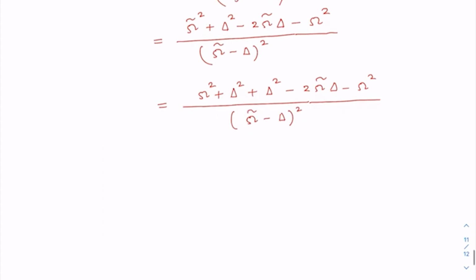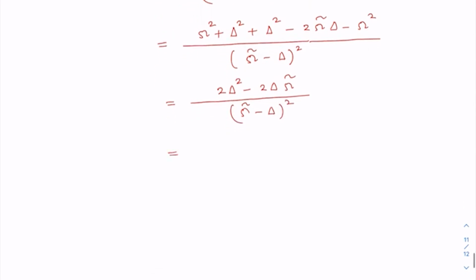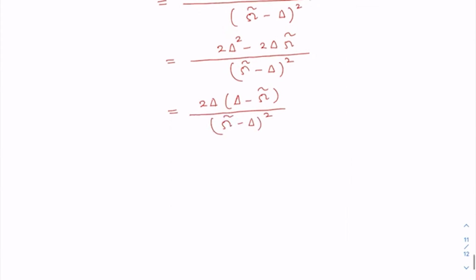So from here I get 2 delta square minus twice delta omega tilde divided by (omega tilde minus delta) whole square, and if I take 2 delta common, I will get delta minus omega tilde divided by (omega tilde minus delta) whole square. And from here you see that, because this is square, I will get 2 delta divided by delta minus omega tilde. Okay, so this is my 1 minus tan square theta.